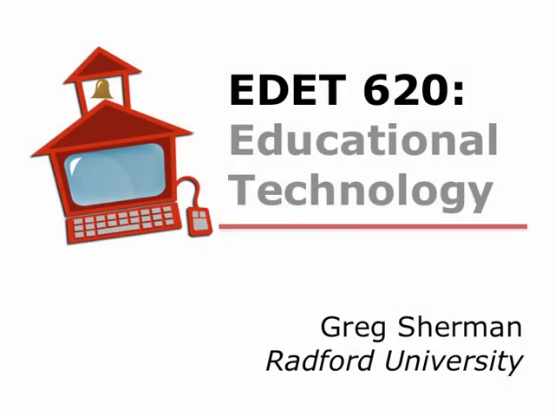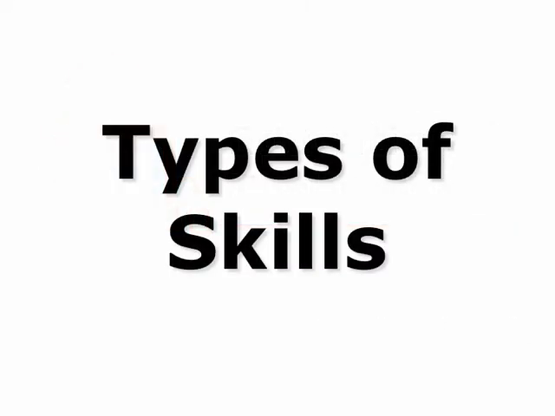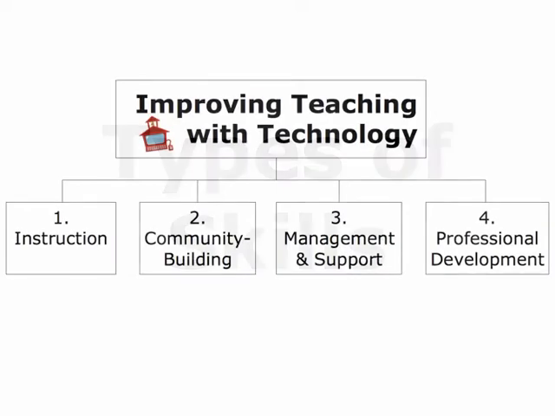Welcome to another information presentation for EDET 620, Educational Technology. This particular presentation has to do with an important skill that is required in order to perform other skills related to this class, and that is to be able to recognize the different types of skills or the different types of learning outcomes that are present in instructional objectives.